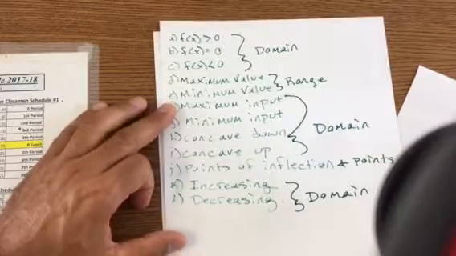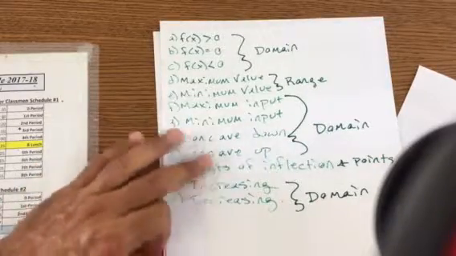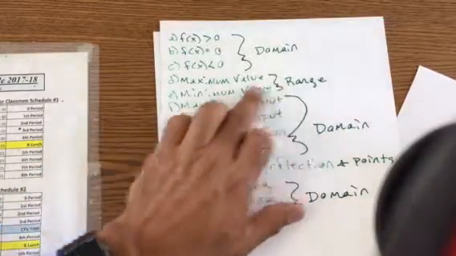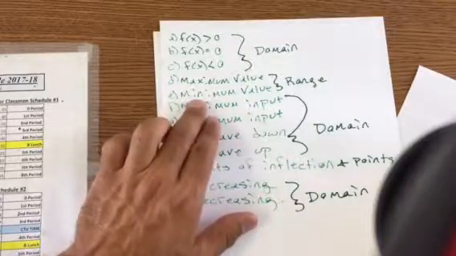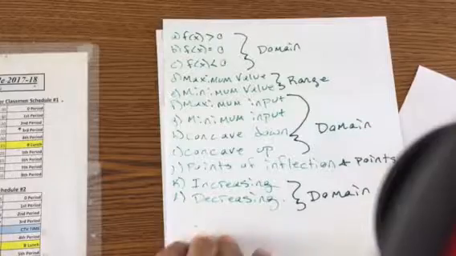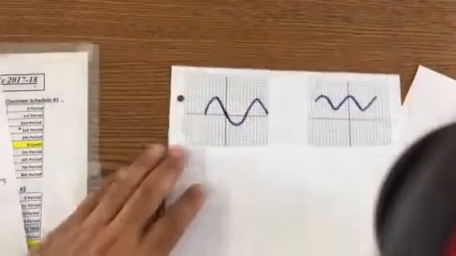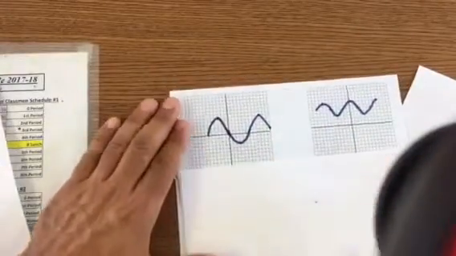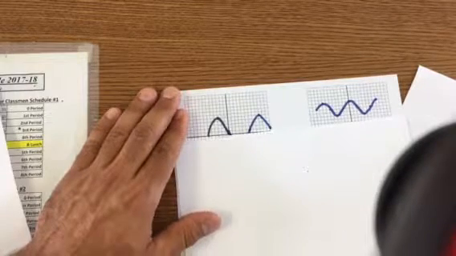So when we're looking for these things, the only things that are not domains are maximum value, minimum value, and the points of inflection. Everything else is going to be a domain. So looking right here, looking for where it's above the x-axis, I'm going to cover everything else up.